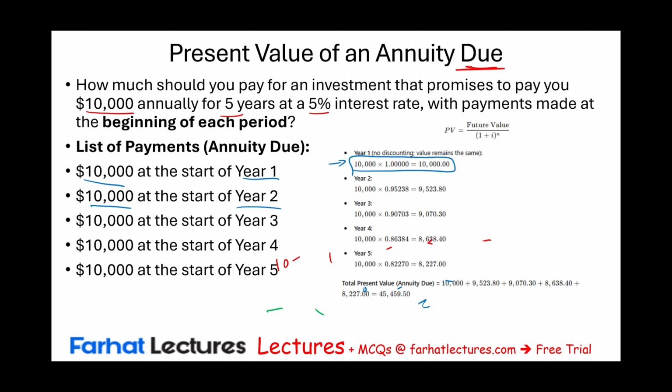If you're getting $10,000 today, it's worth $10,000 today, because this is what we talked about when we talked about the time value of money. $1 today is worth $1 today. If you're getting that $10,000 today, you don't discount that $10,000. Then you start to discount.